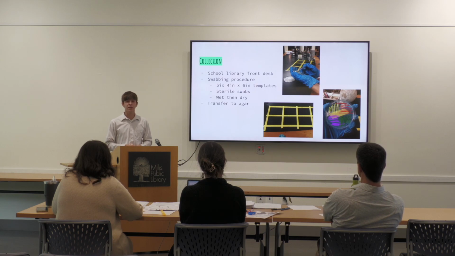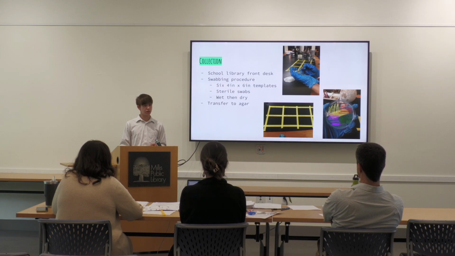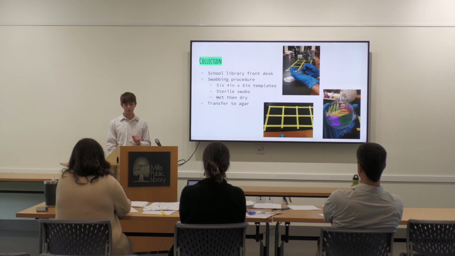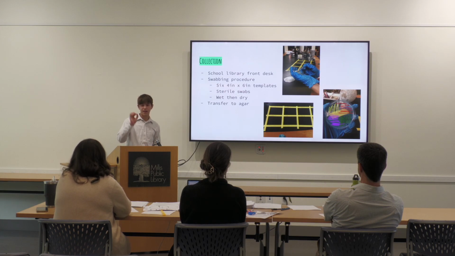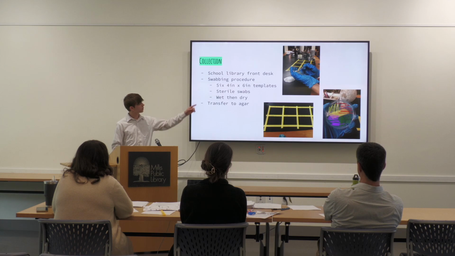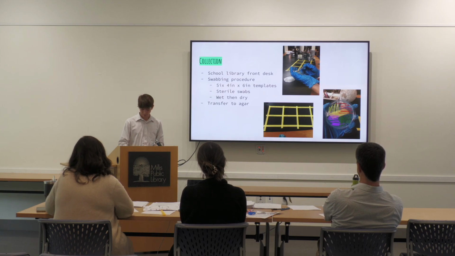I then had to transfer this onto agar. Agar is a type of gel that sits in a petri dish, and this is where bacteria grows off of. The specific way I had to put this on used a procedure with quadrants. As you can see at the bottom right there, in each quadrant I did a diagonal pattern, and that's how I had to place it onto it. Also on the top, you can see me putting it on.